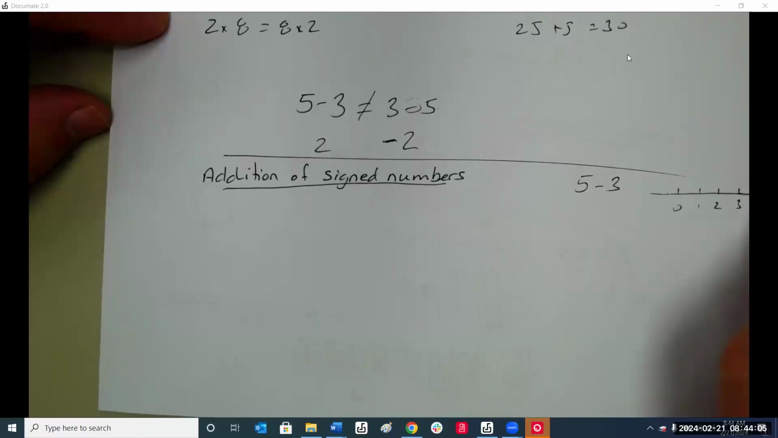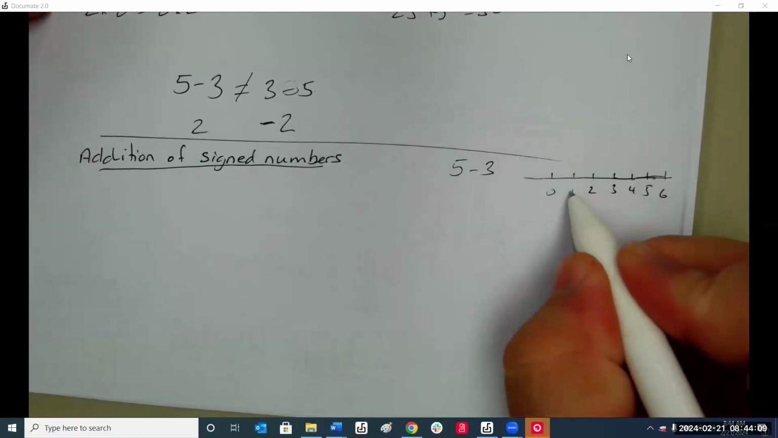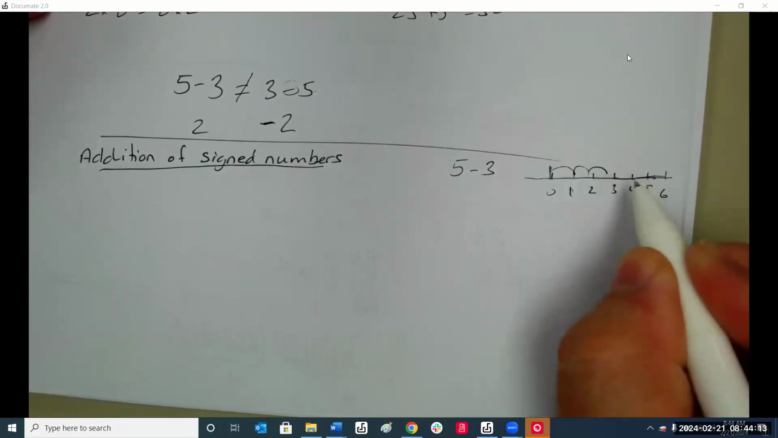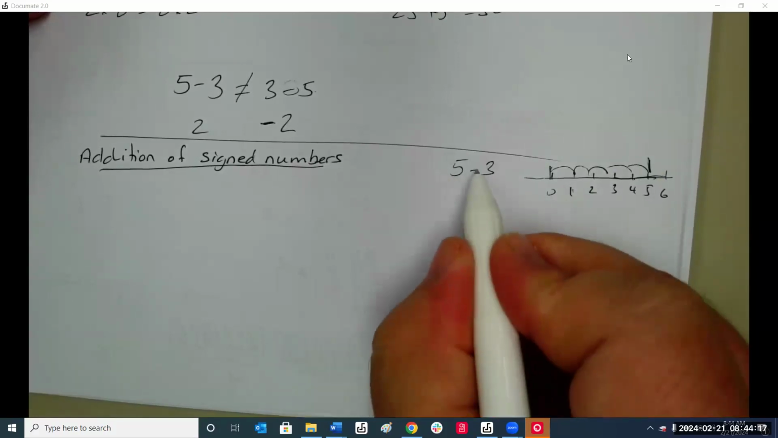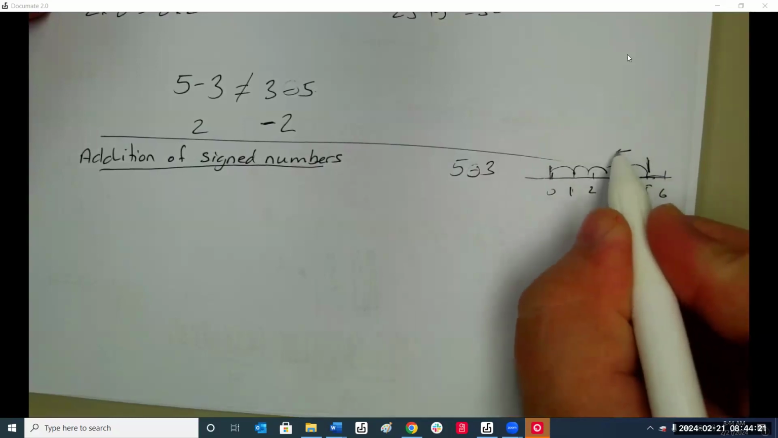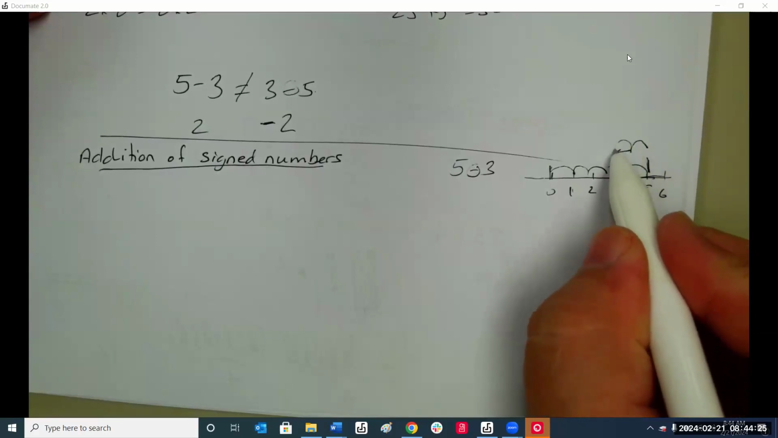Yeah, I don't have it from the room, but yeah, we go some number. So we go to 5. 5 is from 0. You go 1, 2, 3, 4, 5. Now this thing says, since it's a minus, it says change direction. Go 3 more spaces backwards. 1, 2, 3.